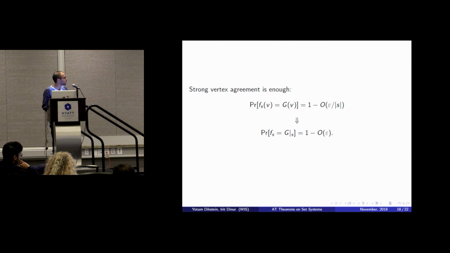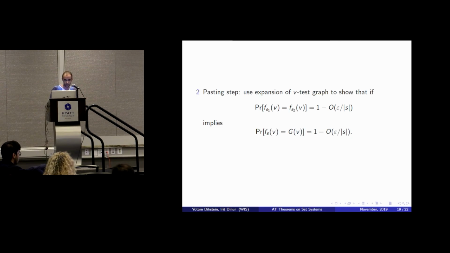The reason that we're doing this smoothing step is that once we pass to a statement on the vertex, it will be much easier for us to argue about this vertex using its local test graph. So the second step, I like to call it the pasting step, is where we use the expansion of the v-test graph to show that if our functions agree on this vertex with very high probability, then most of these functions agree with the majority, also with very, very high probability.